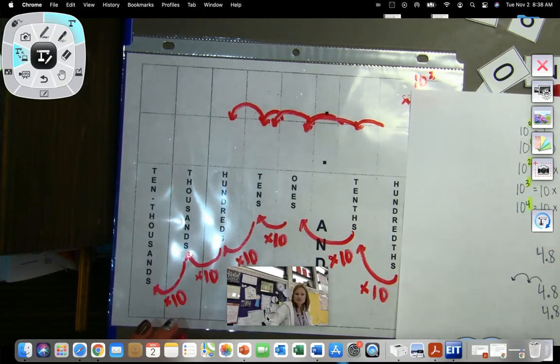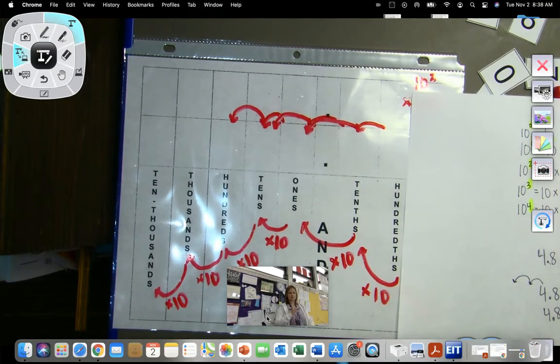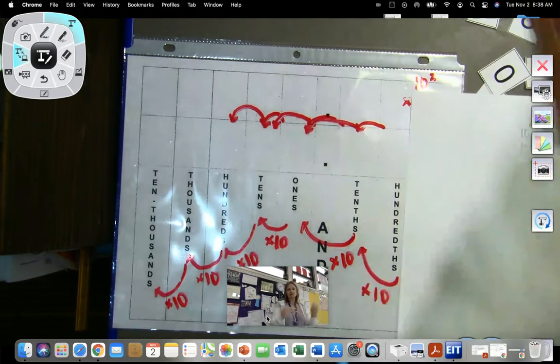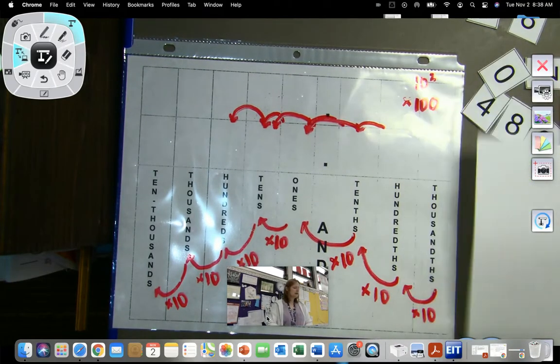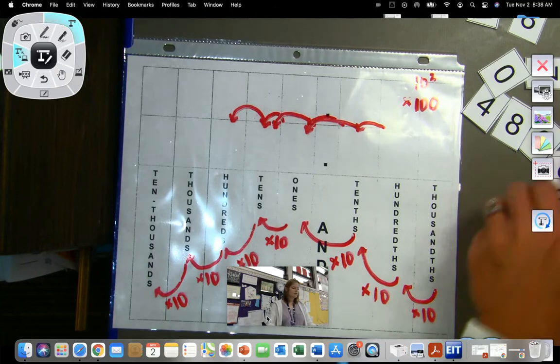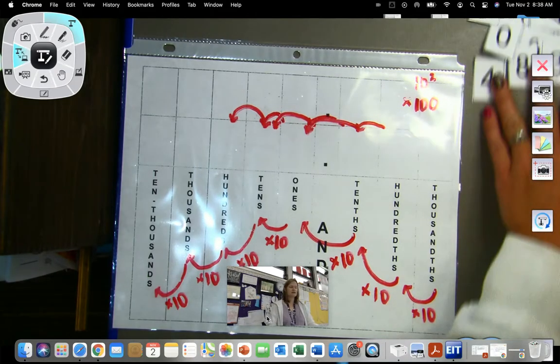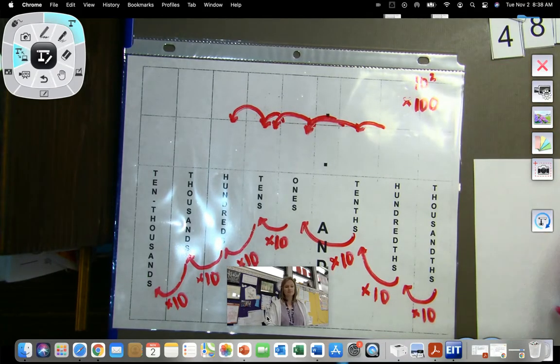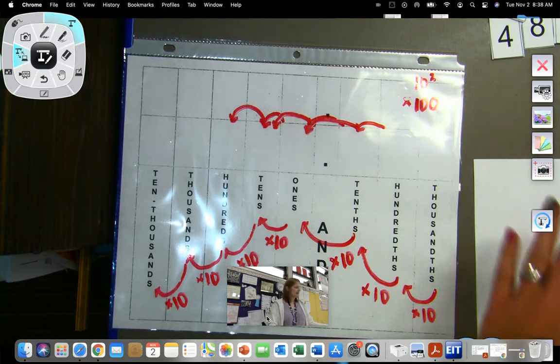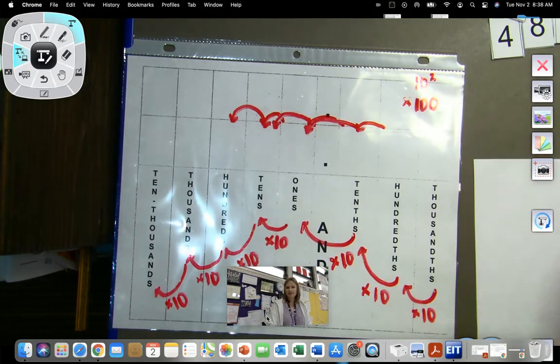Next, after we're done with decimal multiplication of powers of 10, and we go through that whole decimal multiplication situation, then we will go into division of decimals divided by a power of 10. And we'll talk about that more later.